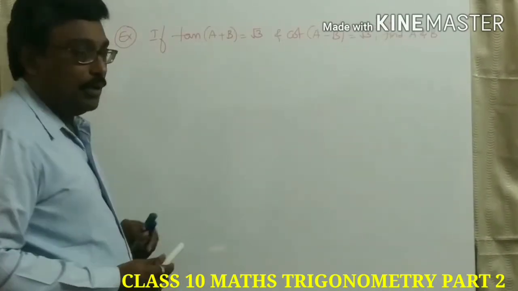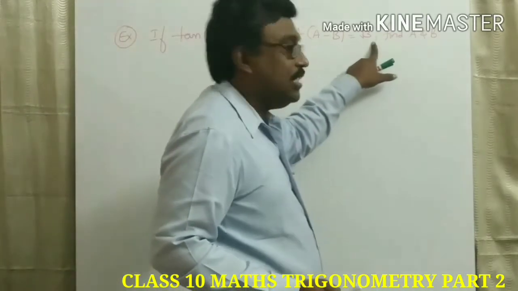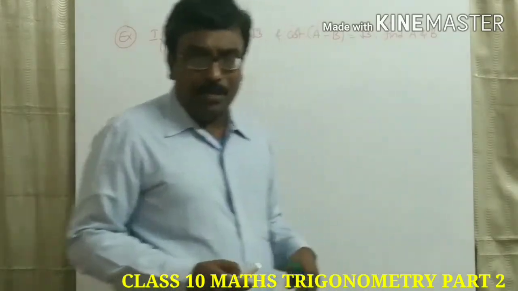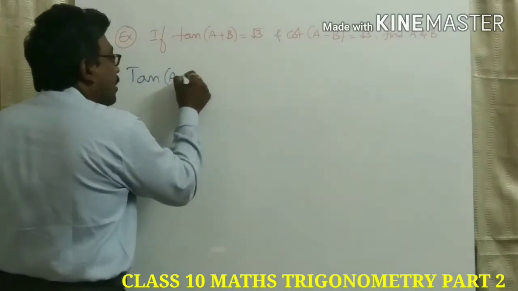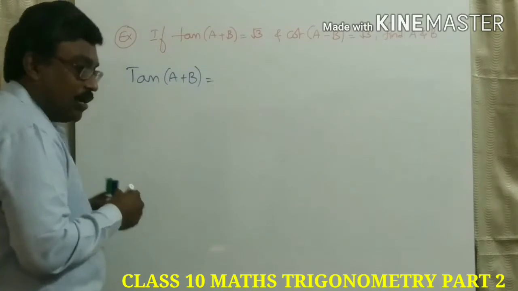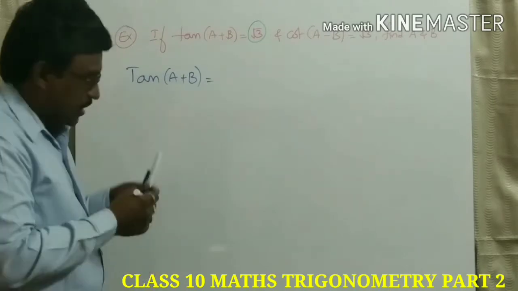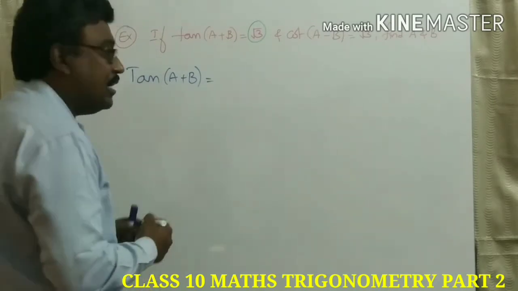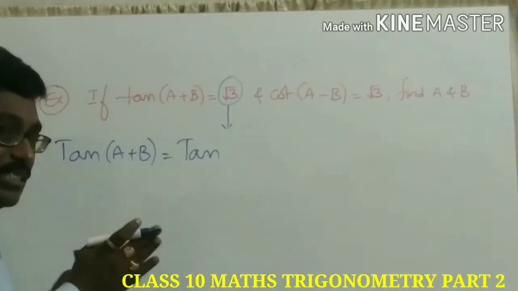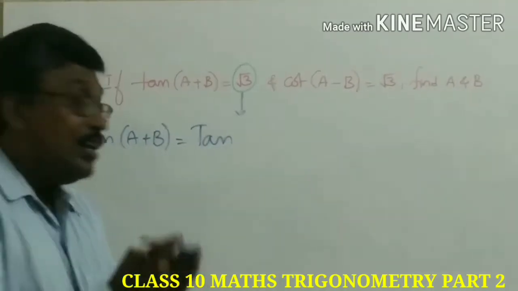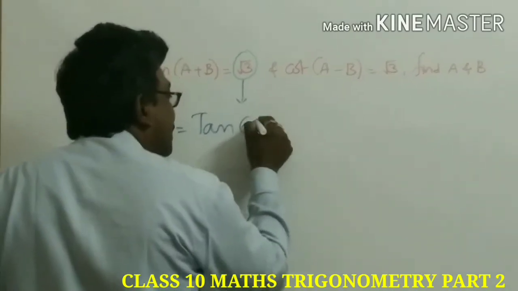Now one more example. If tan(A+B) is equal to root 3, cot(A−B) is equal to root 3, then find A and B. Okay, now tan(A+B) is equal to what value he gave here? That is root 3. Now in LHS, what is the trigonometric ratio given? Tan. So I am taking tan, and root 3 means for how many degrees tan value will become root 3. Good. That is nothing but 60 degrees.